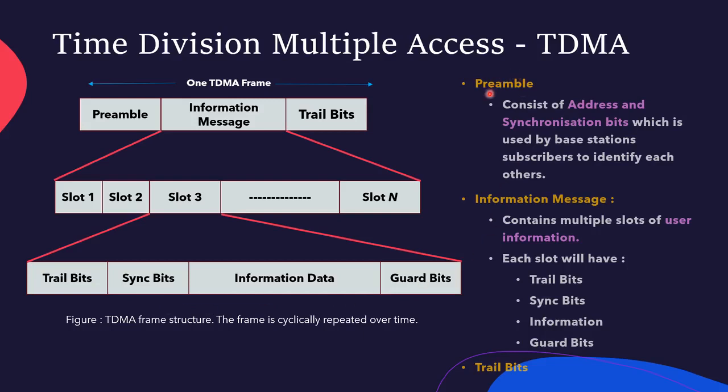And the preamble consists of address and synchronization bits, which are used by the base station and subscriber to identify each other. And the information message contains multiple slots of user information, and each slot will have a trail bit, sync bit, information, and guard bit. So this is the concept of TDMA frame structure.